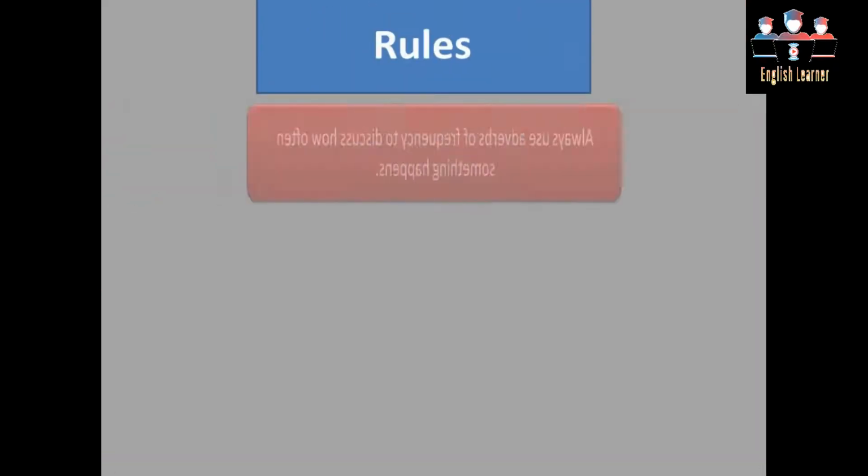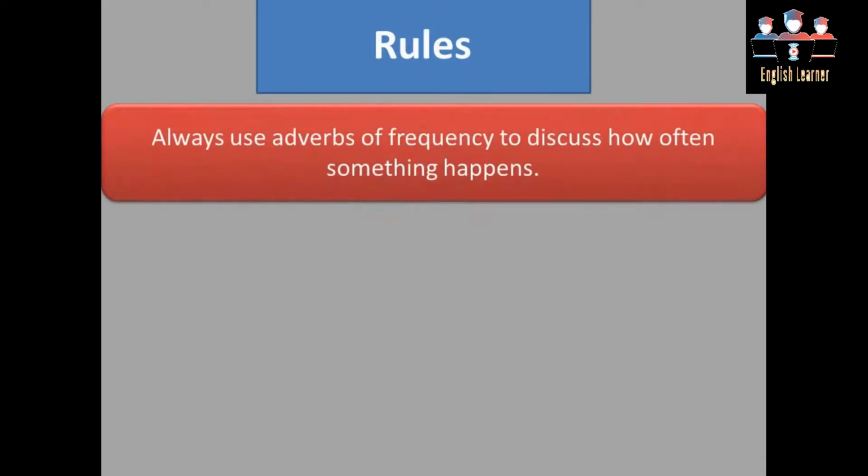Next we are going to deal with the rules. Rule number one, always use adverbs of frequency to discuss how often something happens. How often means how regularly, how often, or you may say that it is a part of the routine or an action that is going to happen once in a blue moon. So these all are going to come under the head of adverb of frequency.